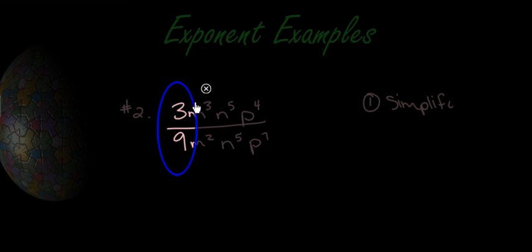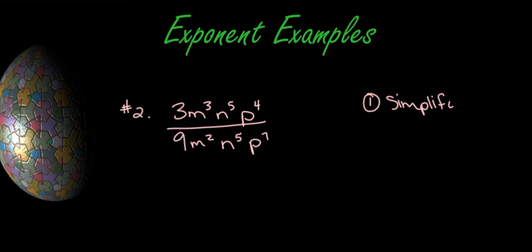If you just had a 3 over 9, you would just reduce that to 1/3. That's all you need to do, is ignore the rest of this. Now this 3 is going to reduce and leave me with a 1. The 9 reduces and leaves me with a 3. Then m's have 3 at the top, 2 at the bottom, so they'll reduce. So I'm left with a 1 at the bottom and an m at the top.